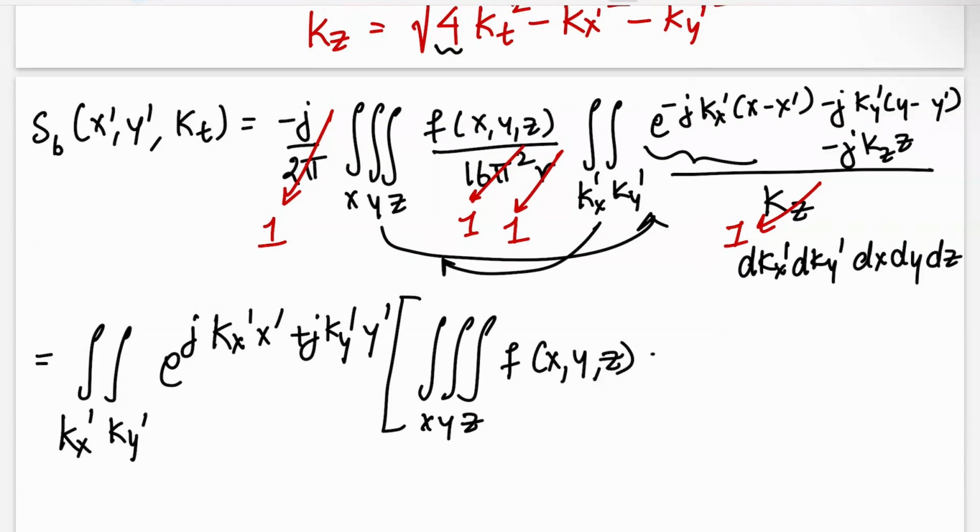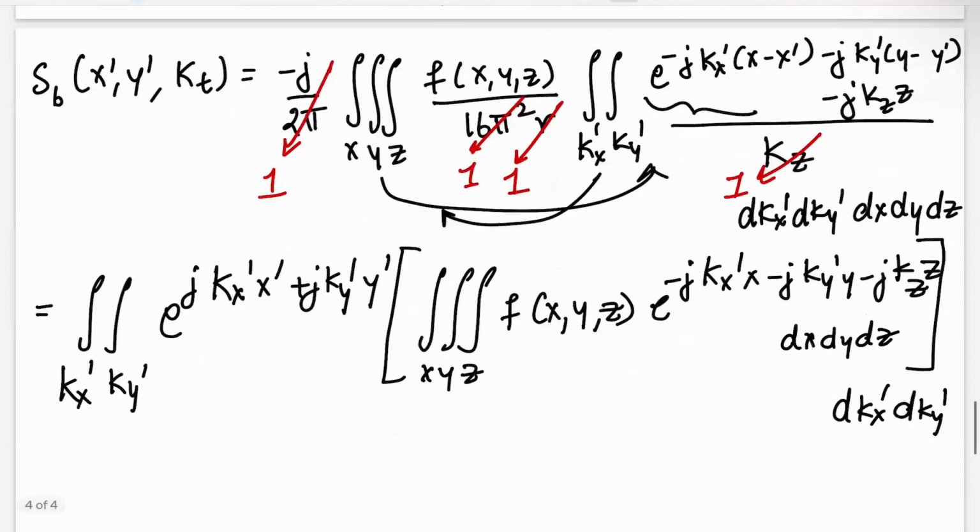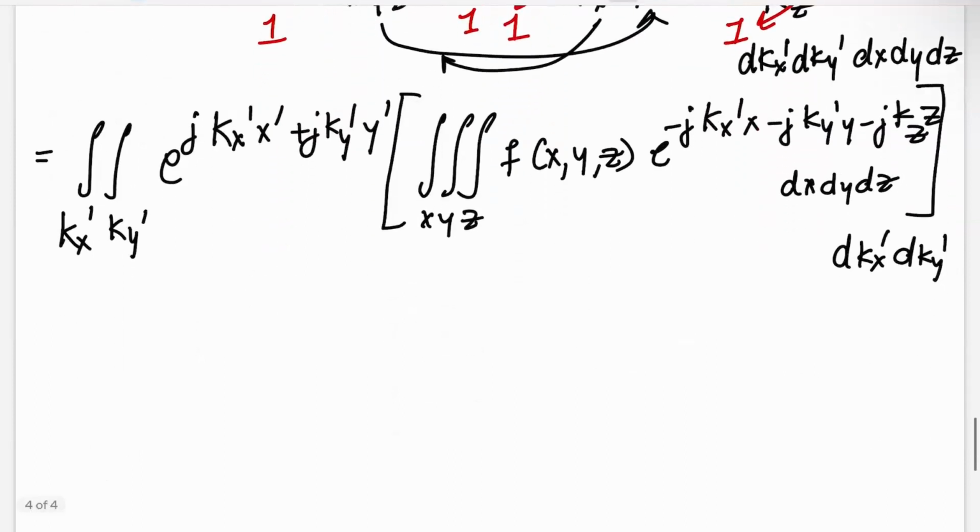Of x, y, z, e to the minus j kx prime x minus j ky prime y minus j kz z, dx dy dz, times dkx prime dky prime. Okay. And another thing to note is that let's assume, actually, this is an assumption. It's not exactly an assumption, it's more like an imposition.